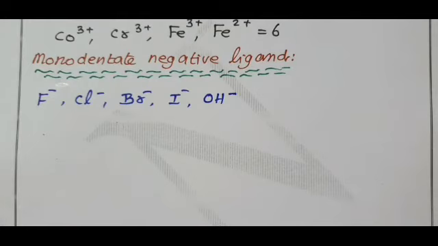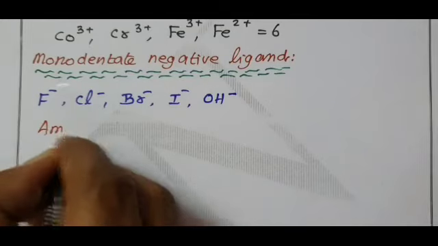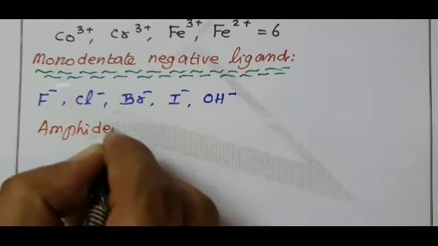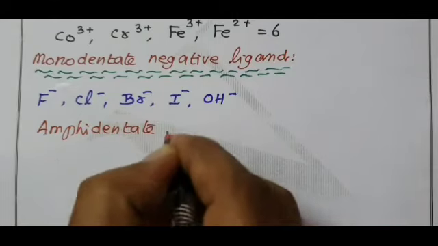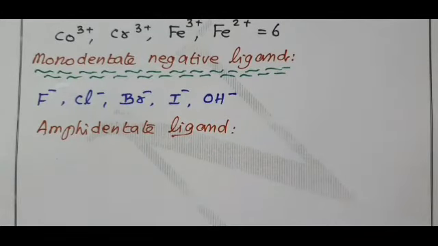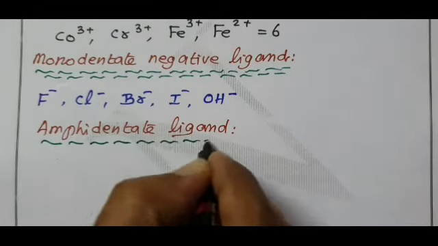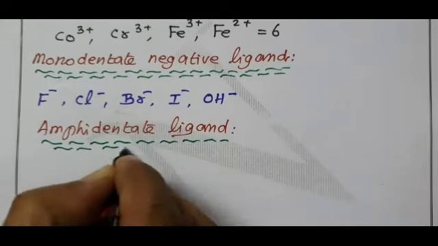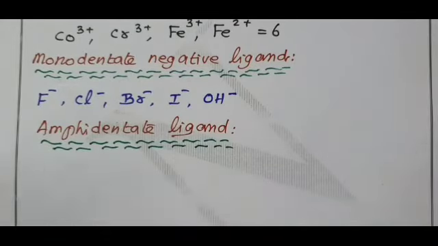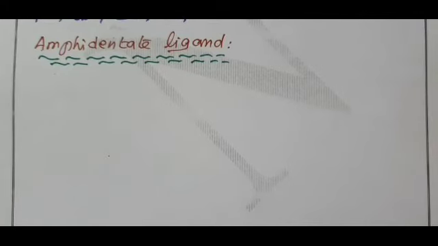Then, monodentate ambidentate ligands. An ambidentate ligand is also a monodentate ligand. I will give 3 examples for this ambidentate ligand. What is an ambidentate ligand? Ligands having the same molecular formula, but the donor atom is different. That is called an ambidentate ligand.